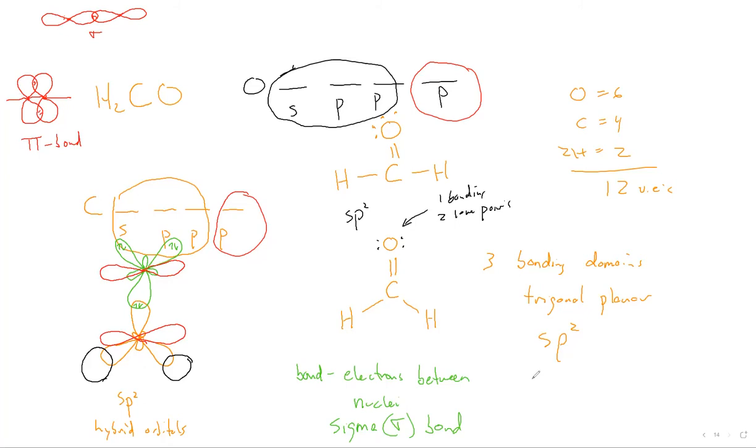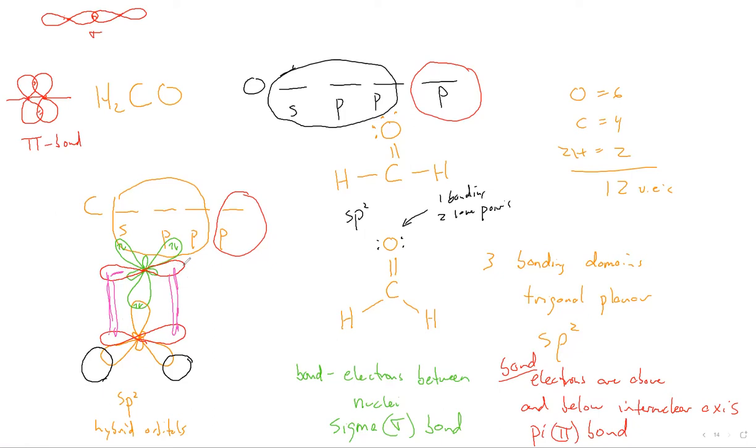And so when electrons are above and below the internuclear axis, we refer to that as a pi bond. And so it's hard to show, but these electrons here, these p orbitals, they are overlapping in a pi fashion.